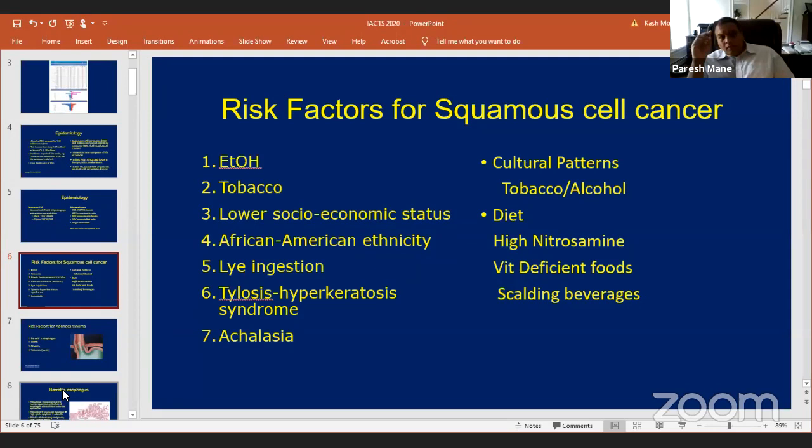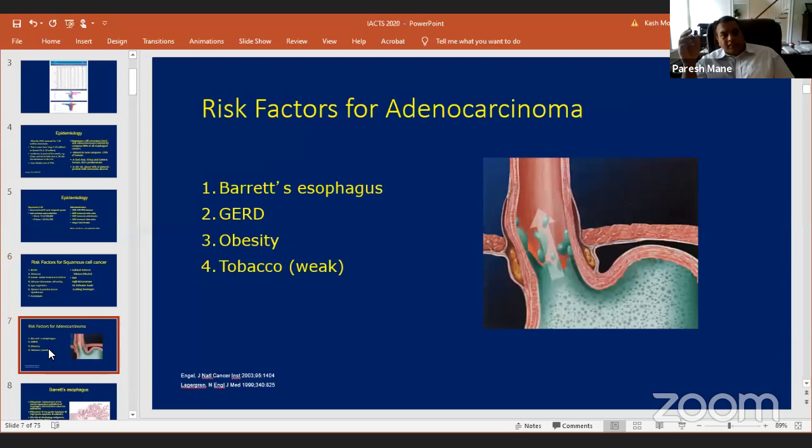Adenocarcinoma, on the other hand, is a very different disease. It is more likely to be associated with reflux problems. Gastroesophageal reflux disease is a problem of modern age: obesity, alcohol, smoking, not exercising enough. All these things lead to a high degree of reflux. Once you have reflux, you're likely to develop Barrett's esophagus. Once you have Barrett's esophagus, that can lead to high-grade dysplasia, and high-grade dysplasia can lead to an adenocarcinoma.